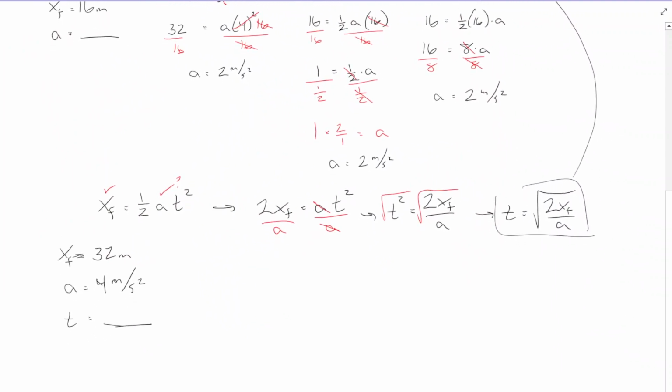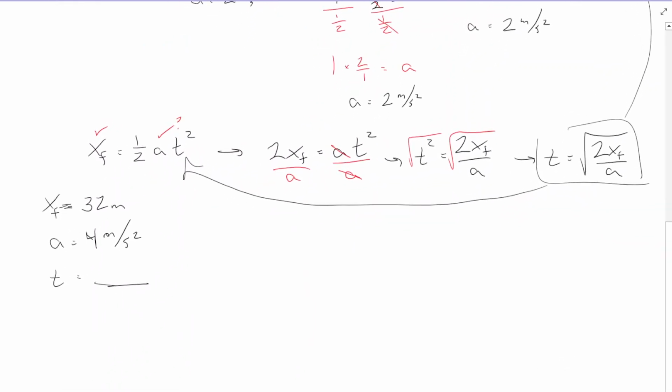So I can use this as a new formula, but when we understand algebra, we know that it's not really a new formula. This is still the same equation. It's been rearranged using the rules of algebra to get the variable that we want. What most are going to do, however, rather than solving symbolically, is just plug in the numbers and see what happens. When I plug in these numbers, I get x final, which is 32, equal to 1/2 times a, which is 4, times t squared.